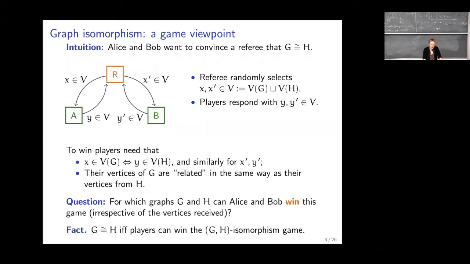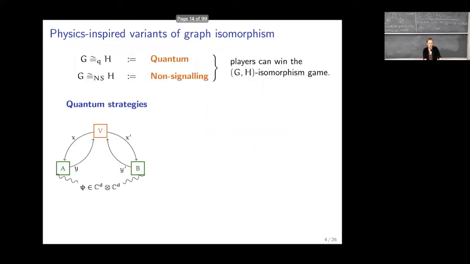Not define. But this now allows me to talk about other variants of isomorphism by keeping the game the same, but giving Alice and Bob more power, more strategies that they can use. In particular, I'm going to talk about quantum and non-signaling isomorphism. This is defined as the ability of quantum or non-signaling players to win this game. And now, what are quantum strategies and what are non-signaling strategies? I'm about to explain that.